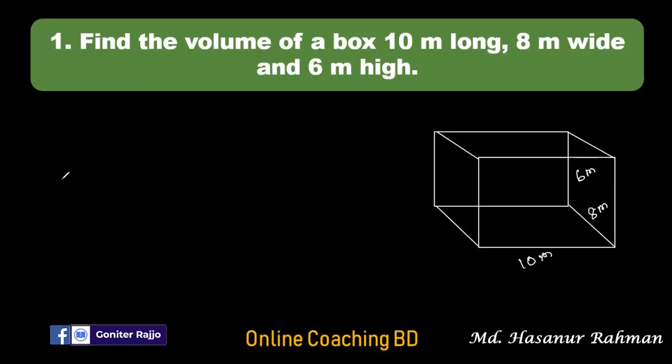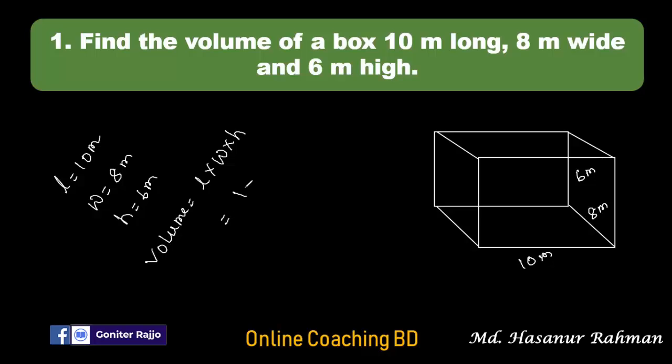So what is the volume of this rectangular solid? That is length multiplied by width multiplied by height. So here L equal to 10 meter, width W equal to 8 meter and height H equal to 6 meter. So what will be our volume? Volume should be length multiplied by width multiplied by height. So 10 multiplied by 8 multiplied by 6 meter cube will be the answer.